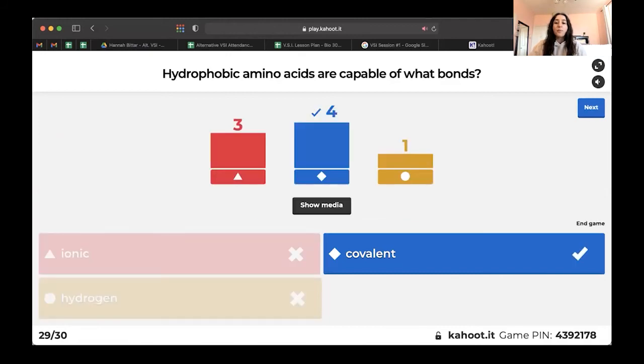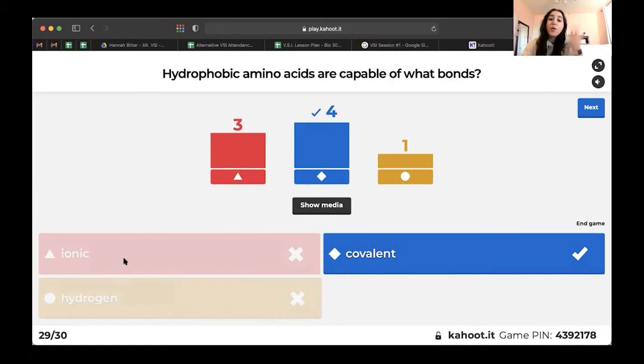Okay, so yes, the answer would be covalent. Let's talk about why. Hydrophobic means water fearing. Hydrophobic amino acids are going to be primarily composed of carbon and hydrogen atoms, think of it as a lipid. Lipids are hydrophobic, and lipids are hydrocarbons, so carbon and hydrogen. Carbon and hydrogen are not capable of hydrogen bonding, because hydrogen bonding is only capable with hydrogen and oxygen, hydrogen and nitrogen, and hydrogen and fluorine. So hydrogen and carbon would not be capable of hydrogen bonding. That's why it would not be the yellow.